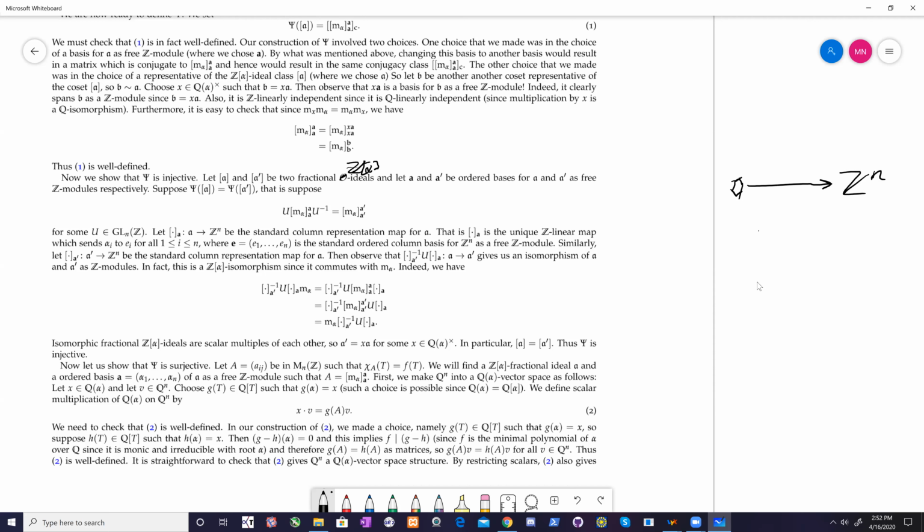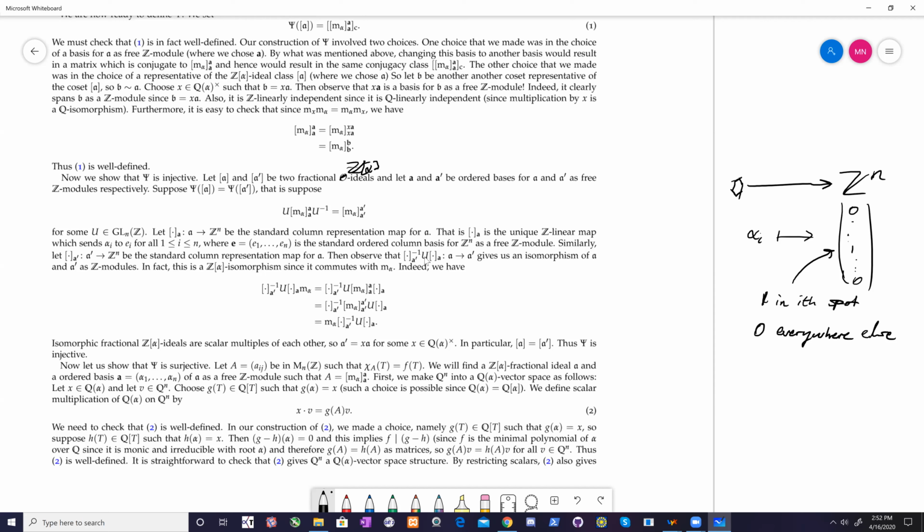And it's going to send alpha sub i to this column vector with a 1 in the ith spot and 0 everywhere else. So that's the idea. Bracket sub A is that standard column representation map. This is a Z-linear map. And then we do the same thing for bracket sub A prime.